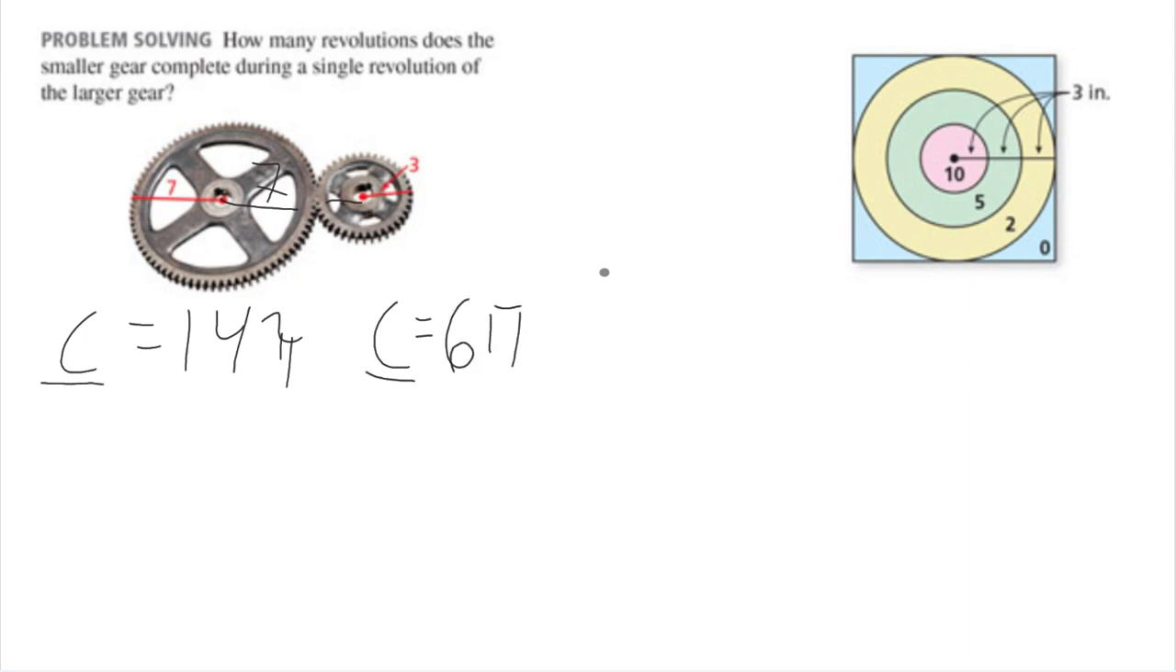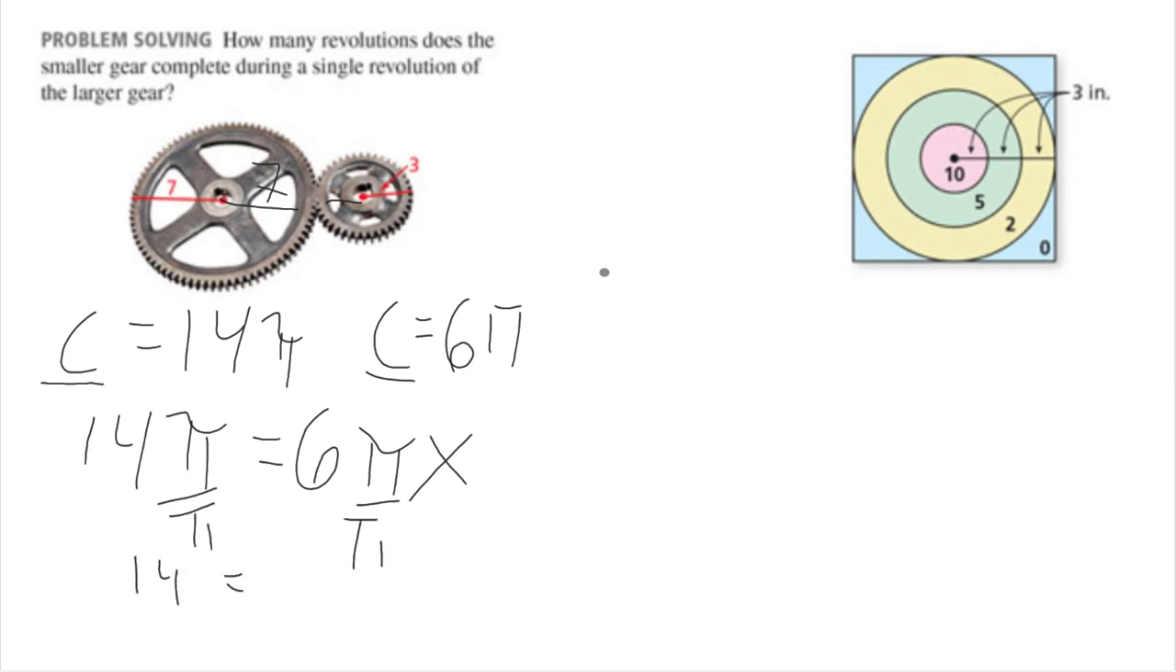Well, they're both circumference, so we can set those equal to each other and say 14 pi will turn this 6 pi one how many times? We divide both sides by pi, and then we have 14 is equal to 6x, and then we divide both sides by 6, and we get x equals 2 and 2/3. So to spin this around one full time, we'll spin this one 2 and almost a half times after that.